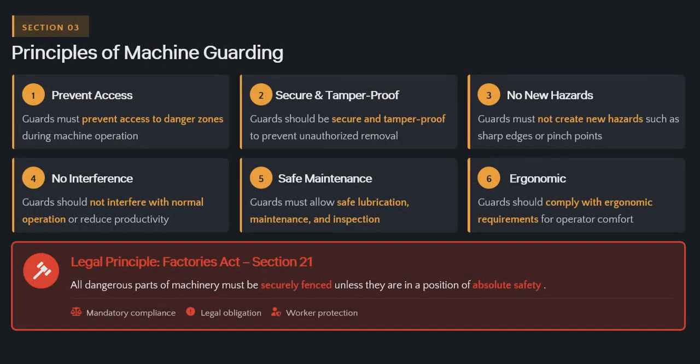The main principles of machine guarding are: prevent access, secure and tamper proof, no new hazards because of that guarding, and no interference. Even the tip of a finger should not enter, and it should not create any kind of interference in our productivity activities, and how to do safe maintenance. And ergonomics.